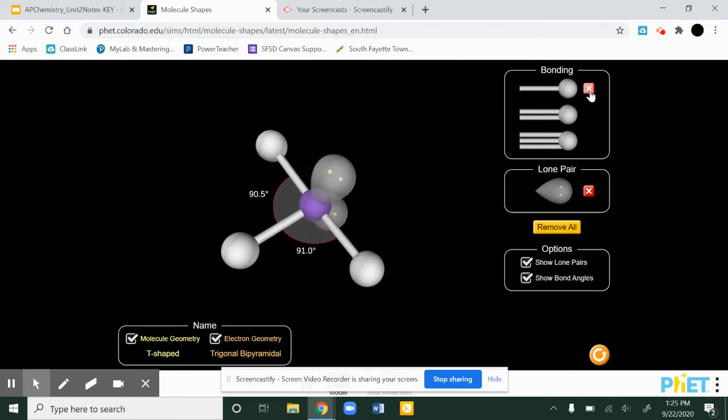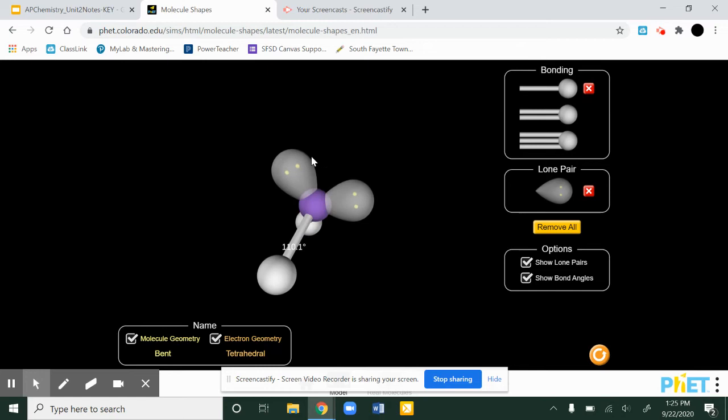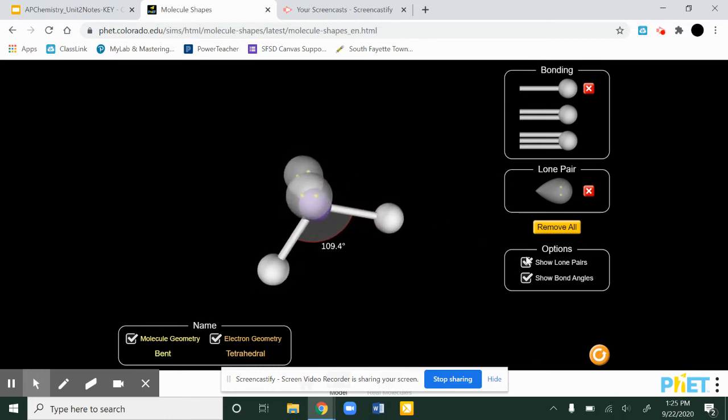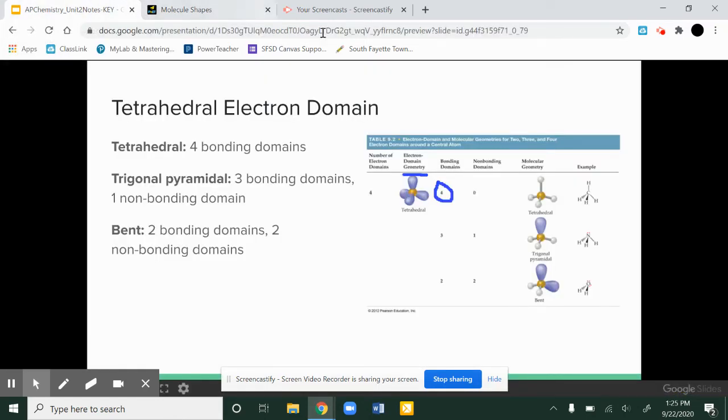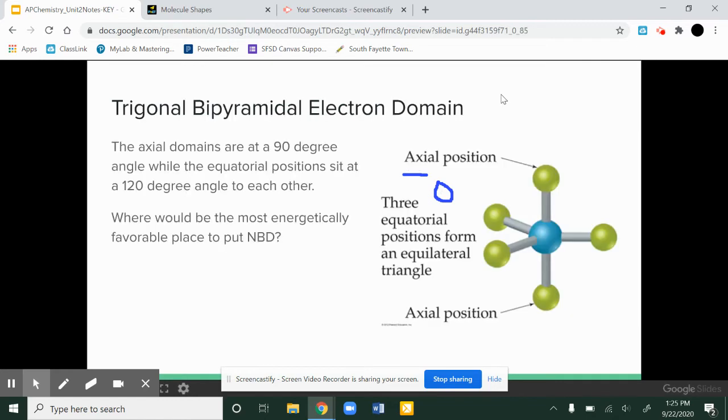I can do that again, and I end up with a bent geometry, less than 109.5, closer to about 105 degrees. And those are the subdomains contained within tetrahedral arrangements. Then we start to get into the more complicated shapes.